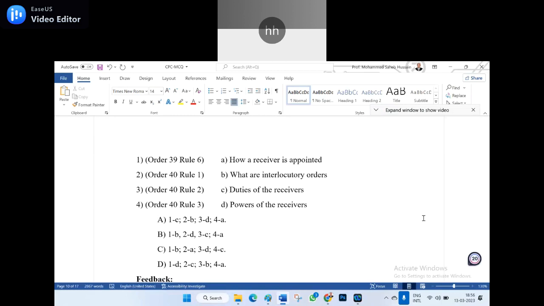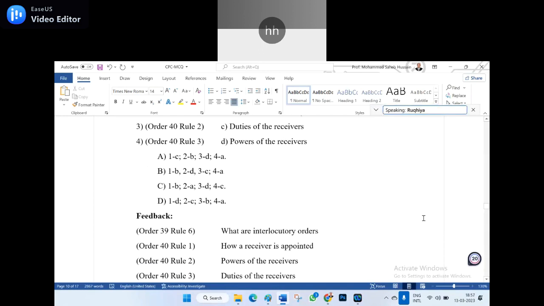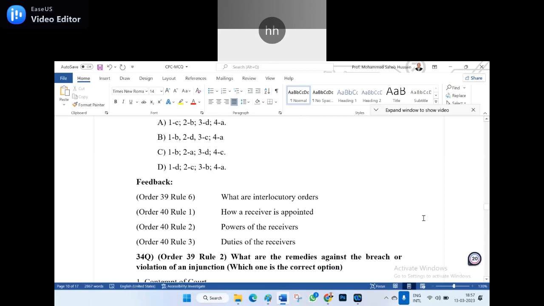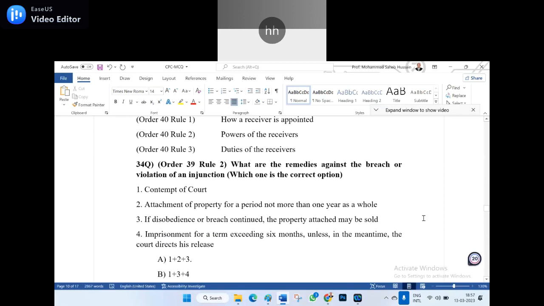Option C, sir. Option C is the right answer. 1B, 2A, 3D, 4C is the right answer. See the feedback. Order 39 Rule 6: what are interlocutory orders. Order 40 Rule 1: how a receiver is appointed. Order 40 Rule 2: powers of the receiver. Order 40 Rule 3: duties of the receivers. Is it clear? Yes, sir. Okay, 34th question.